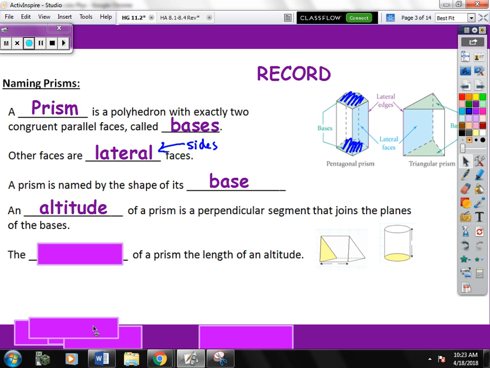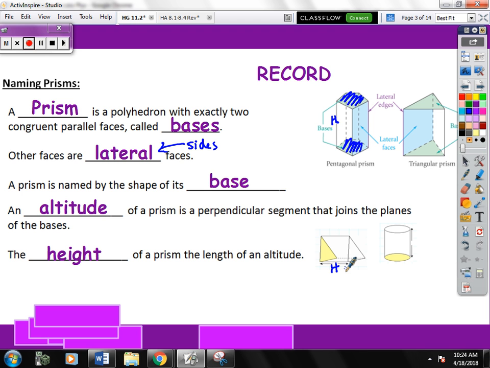The altitude of a prism is the perpendicular segment that joins the planes of the bases. Another word for altitude is the height of the prism, which is the length of that altitude. So again, the height of this one would be this segment from here to here. Now when they flip the prism on its side, the height would actually be from here to here because the prism has been flipped sideways. And then this is a cylinder, we'll talk about that also today, and that would be our height.